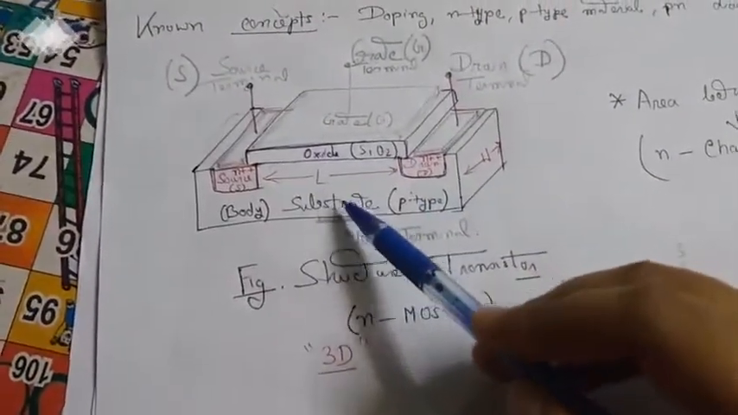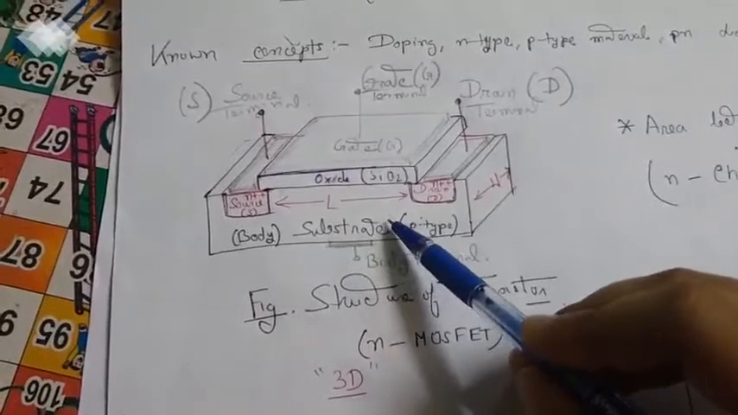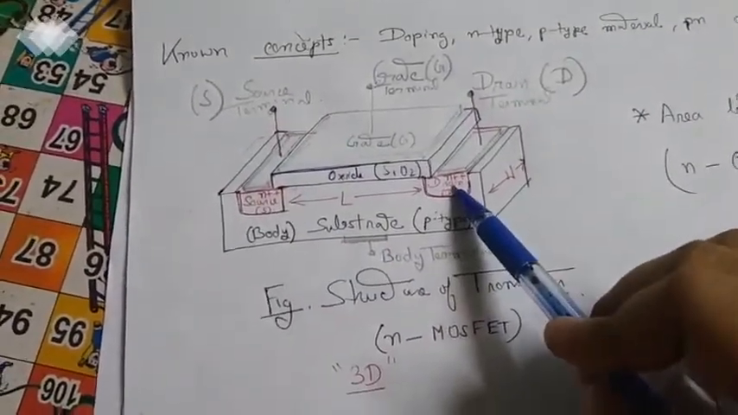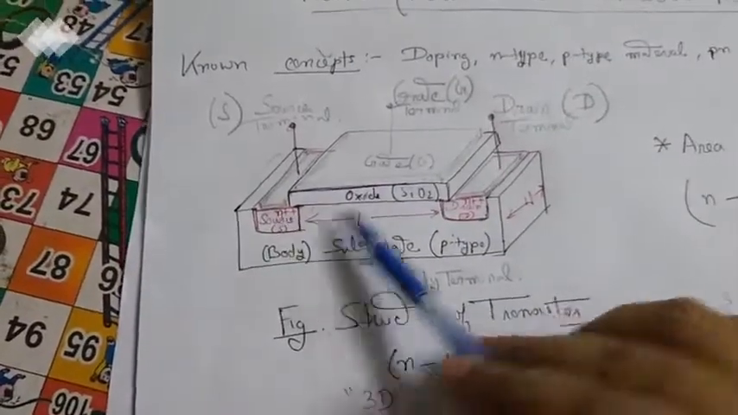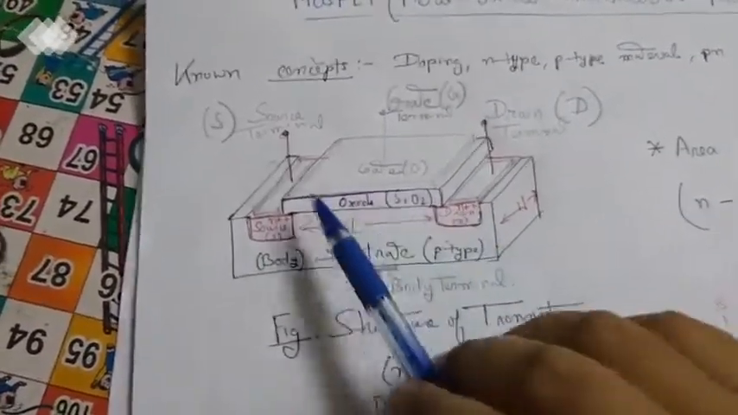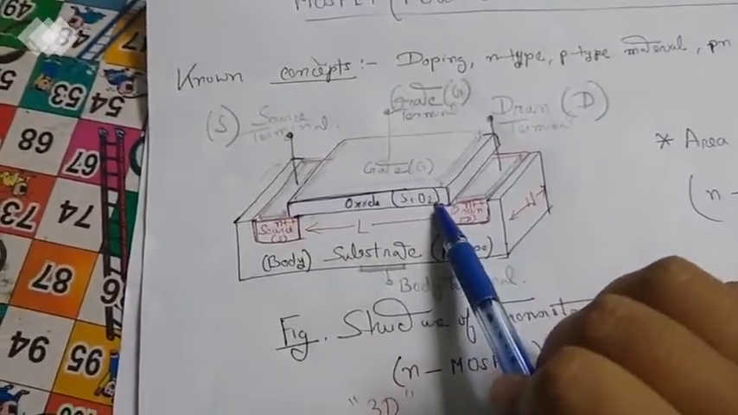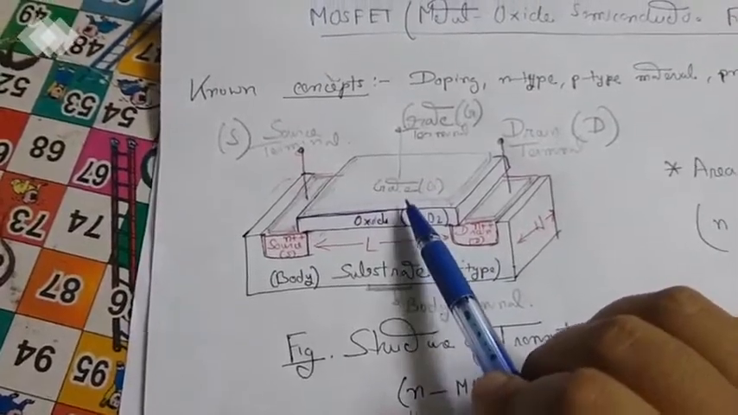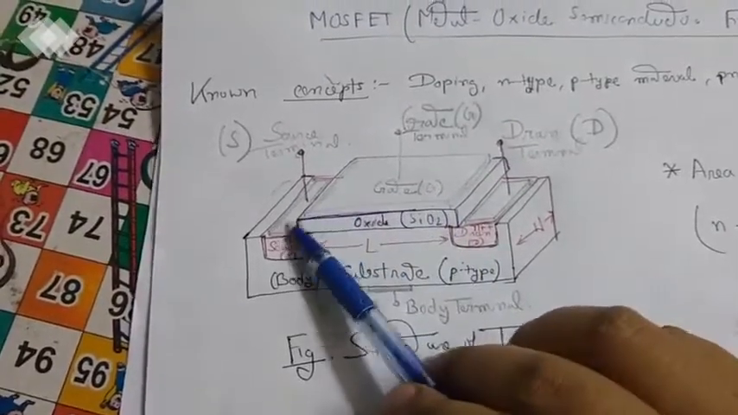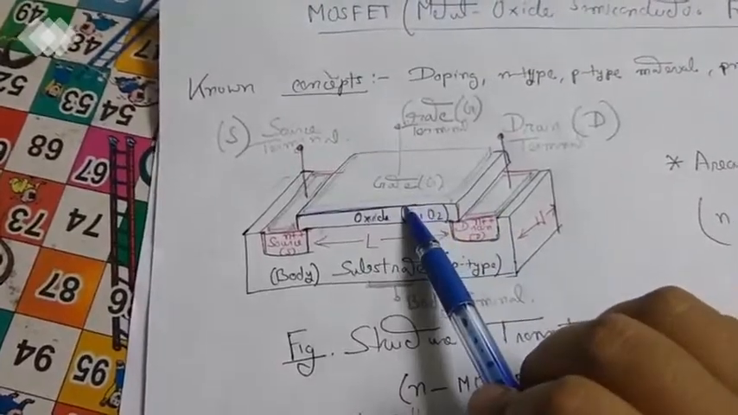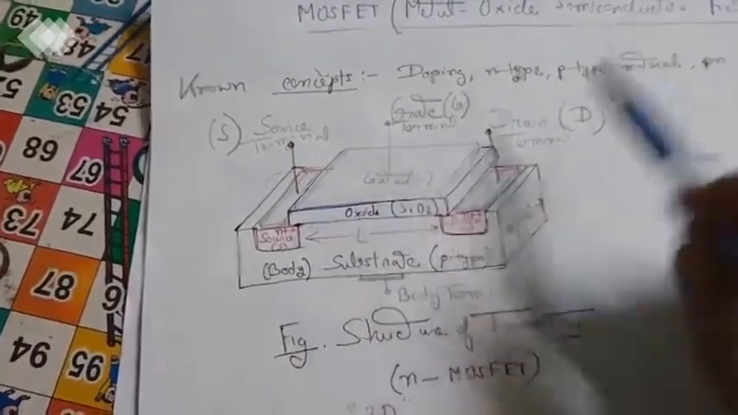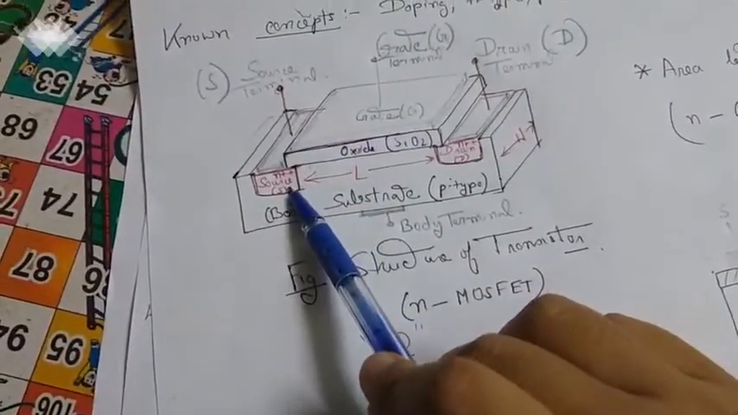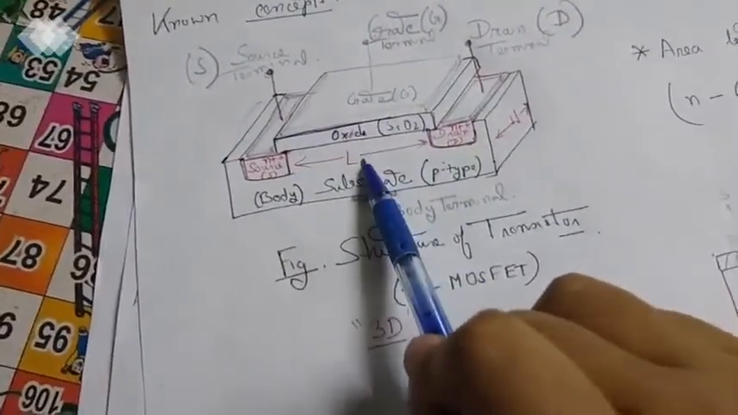A MOSFET is a P-type substrate material over which two N-type wells are constructed. One is the source terminal and another is the drain terminal, and over this substrate an oxide layer, an insulating layer, is constructed, and this terminal is called the gate terminal. So the source, gate and the drain terminal are insulated from each other by the oxide layer, and the area between the source and the drain is called the channel area.